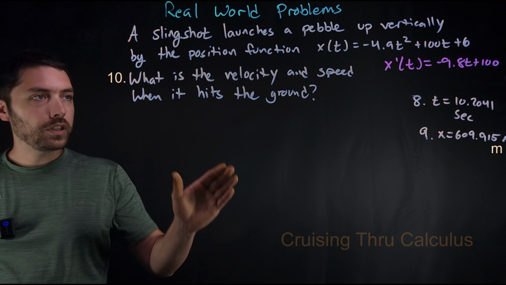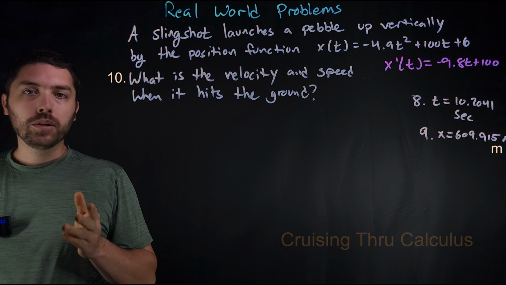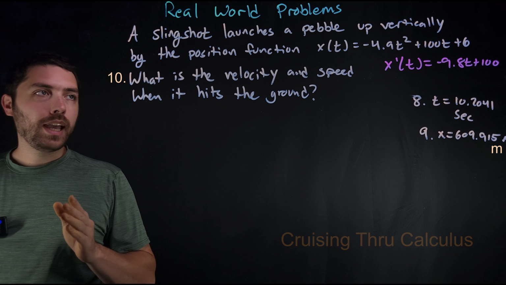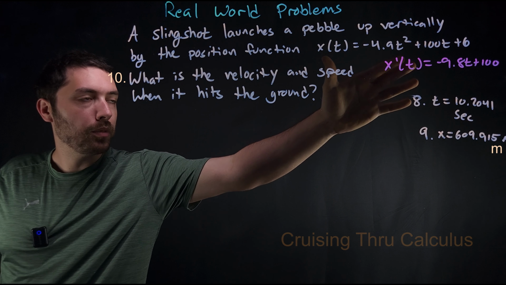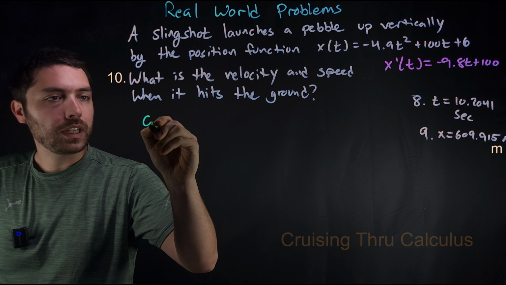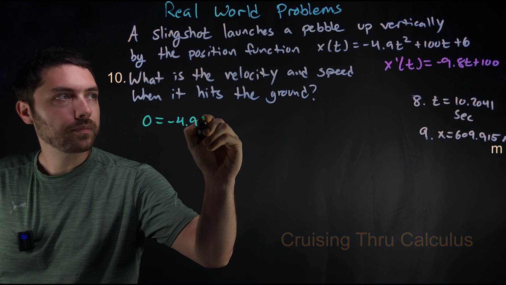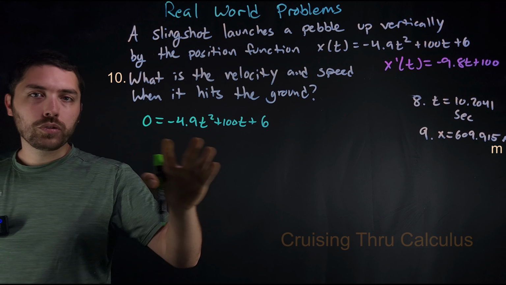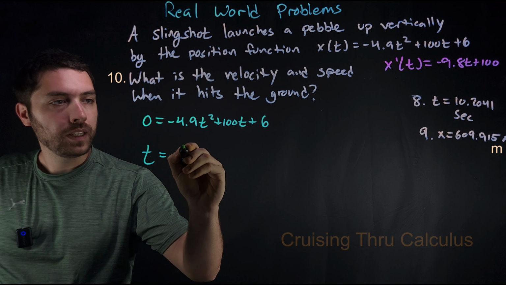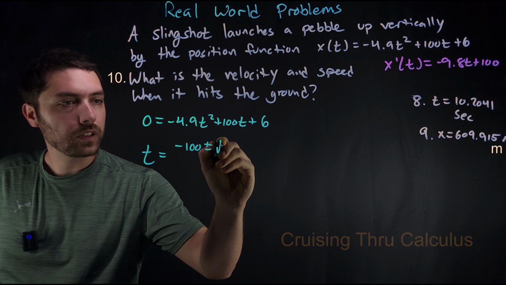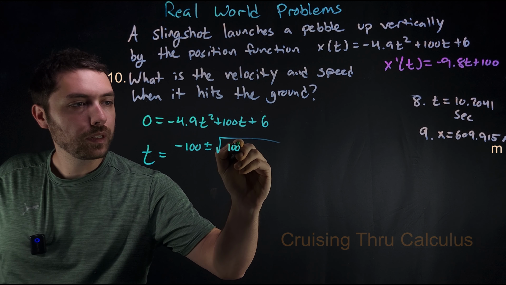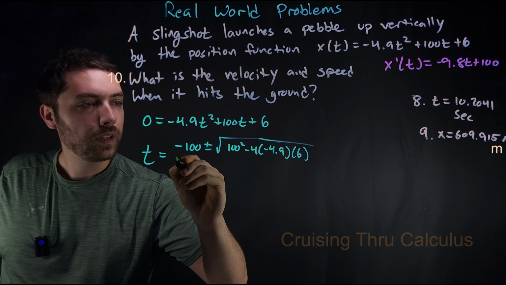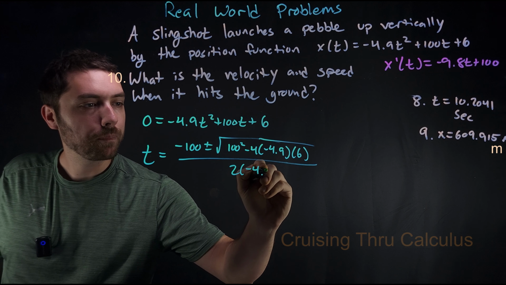The next part of this question says, what is the velocity and speed when it hits the ground? Well, okay, first I need to know when does it hit the ground, and then I can figure out the velocity and speed. I actually have an equation up here which will give me the height of the object at any time t. So we're going to take that equation and set it equal to 0 here. Now, in order to solve this, we're going to need to use the quadratic formula. So it's going to be negative b plus or minus the square root of b squared minus 4ac, all over 2 times a.